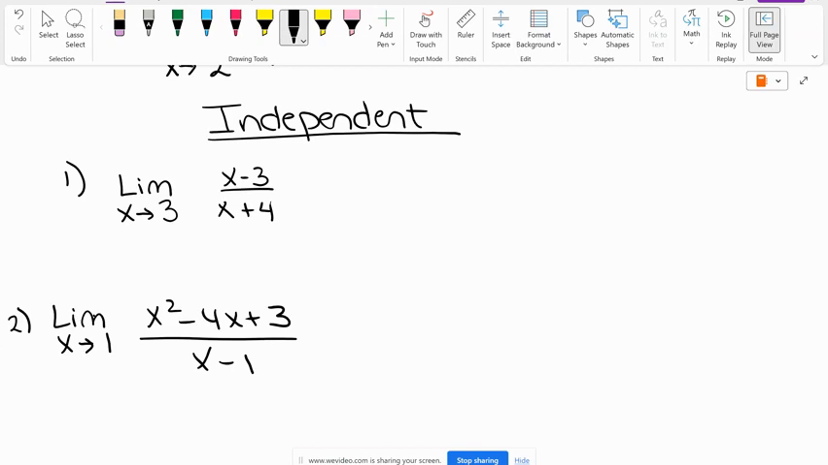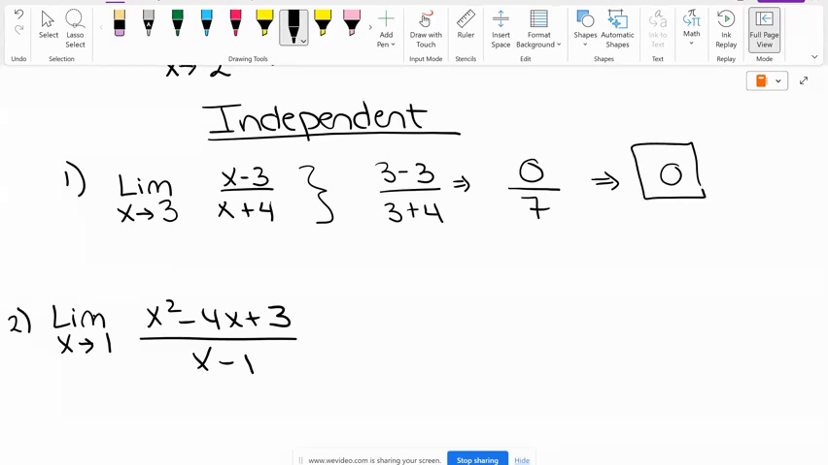Can we go over this? So for the first one, I'm using direct substitution. So we're going to say 3 minus 3 over 3 plus 4. So we get 0 in the numerator. That is absolutely okay. You're allowed to have 0 in the numerator, just never in the denominator. 3 plus 4 is 7. 0 divided by anything is 0. So this limit is 0.